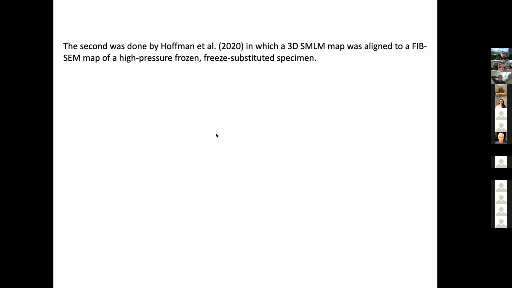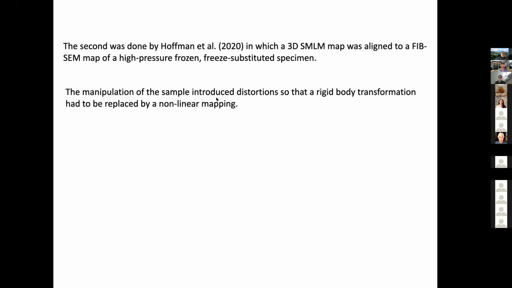So the second was done by Hoffman et al. And this was the alignment of a 3D fluorescence map to a FIB-SEM map made of a high pressure frozen, freeze substituted specimen. The sample manipulation, that is freezing, freeze substituting, and so on, introduced distortions so that the transformation was not a rigid body transformation, but was replaced by nonlinear mapping. And the result was about a 27 nanometer registration in one example, and about a 90 nanometer alignment error in another.